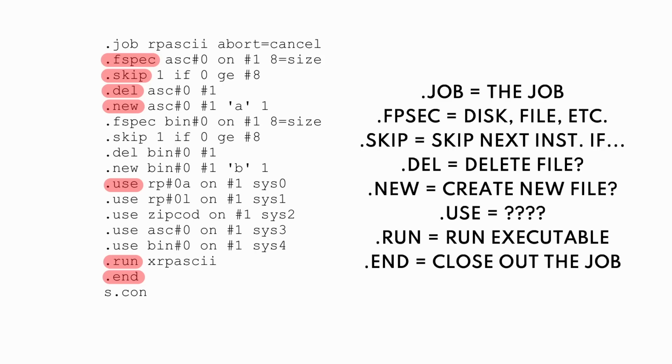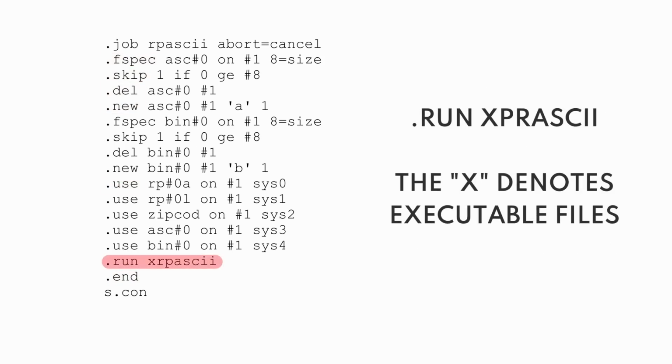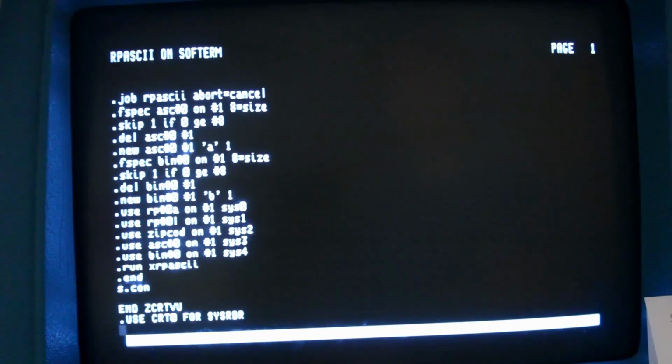And .run xrpascii is the executable itself. So the X at the beginning of the file name denotes it as an executable file. But before we can run that executable, we have to essentially get all of our ducks in a row. And that's what the job is doing. Now, when the executable is finished, we do .end, and that cleans everything up, puts us right back at the prompt. That's how we think it's working at the moment. But you know, we could be completely wrong.